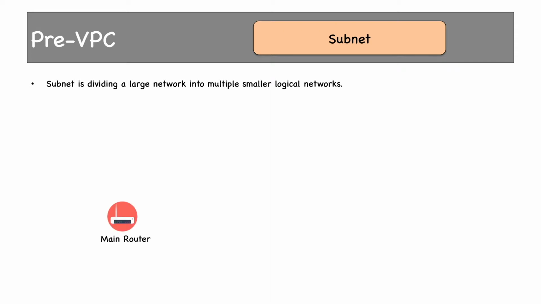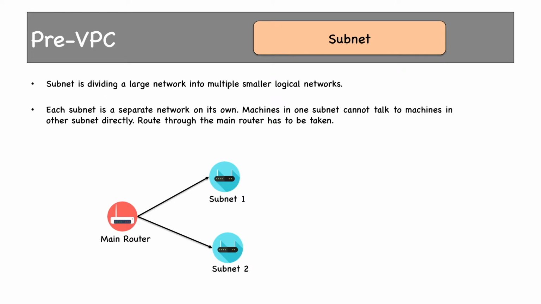Subnet is actually short for subnetwork, which means small networks inside of a network, or a subdivision of networks. A subnet divides a large network into smaller logical networks. For example, this is your main router, which has been divided into two smaller subnetworks, Subnet 1 and Subnet 2. The subnets are logical, they do not contain physical routers. Each subnet is a separate network on its own.